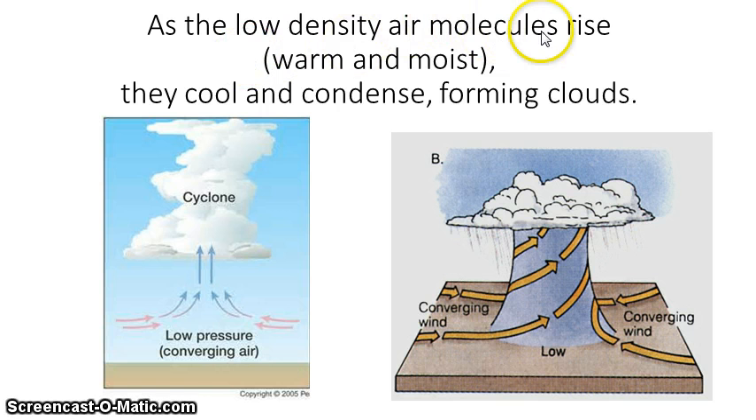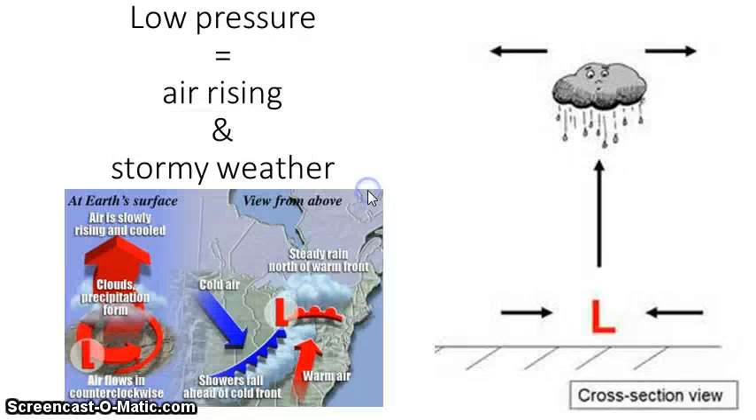As low density air molecules rise, they're warm and moist, they cool and they condense and they start to form clouds. So we get a lot more storms and severe weather or precipitation associated with low pressure systems because there's more moisture in the air. With high pressure systems, there's no moisture for clouds to form. With low pressure systems, there's more moisture, so we're going to get clouds forming, and we're going to get bigger clouds forming as well, which will lead to rainstorms or precipitation. So low pressure, air rising, stormy, cloudy weather.